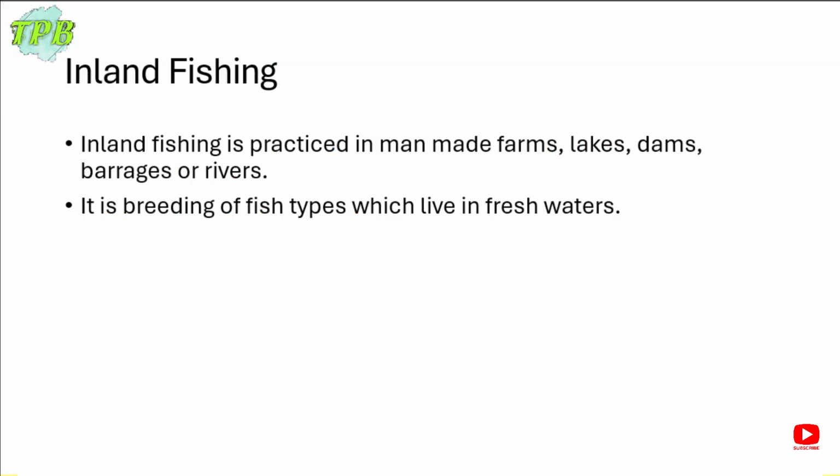Now let's have a look at inland fishing. Inland fishing is practiced in man-made farms, lakes, dams, barrages, or rivers. It is breeding of fish types which can live in fresh waters. All the areas which are inland and away from the coastal areas fall into this category.